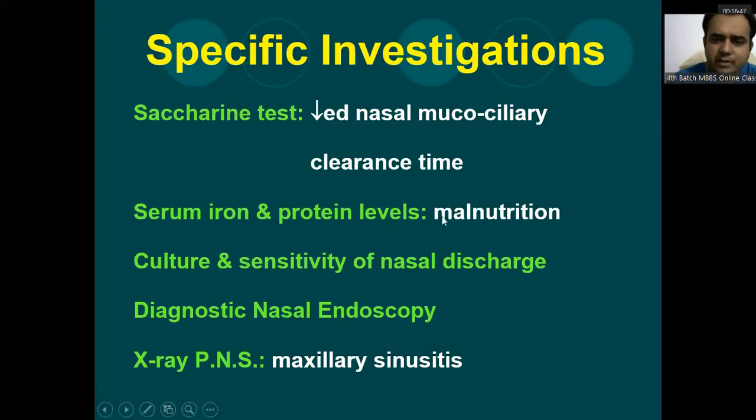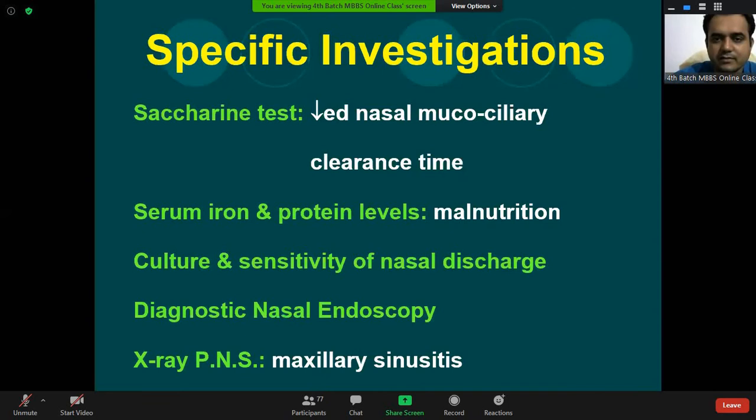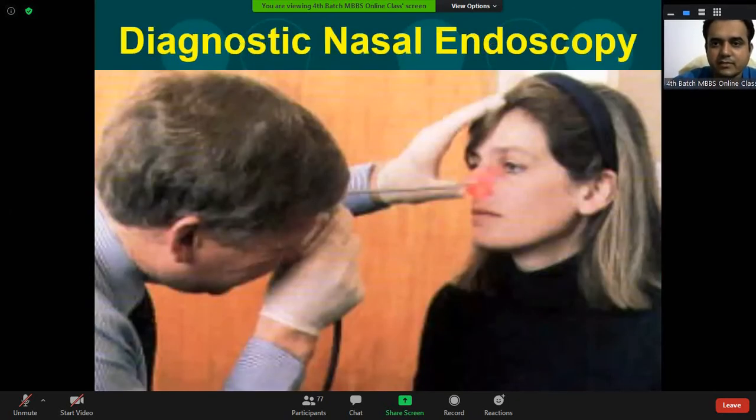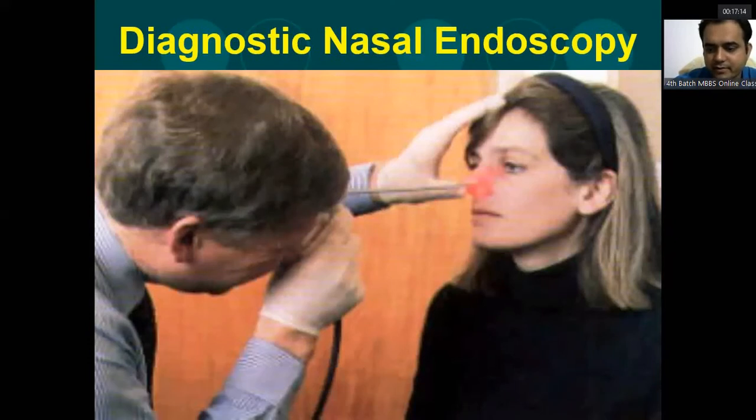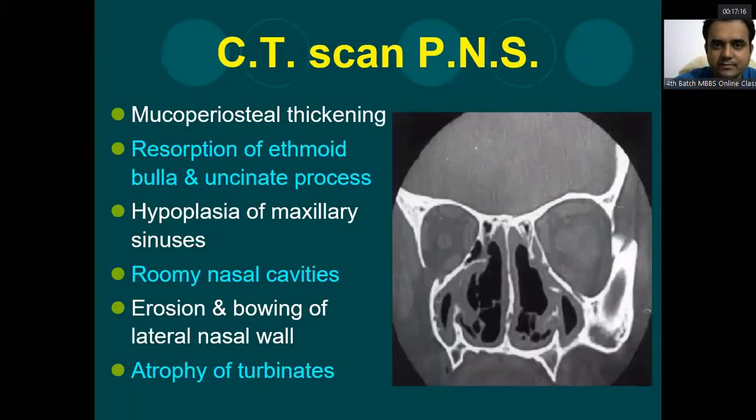And because atrophic rhinitis is common in malnourished patients, you can send for serum iron and protein levels. Similarly, culture and sensitivity of nasal discharge to see if it is a case of purulent sinusitis, and also diagnostic nasal endoscopy. It is a part of clinical examination these days, and then X-ray to look for maxillary sinusitis. Now you already know this patient and this doctor. You have seen them so many times.